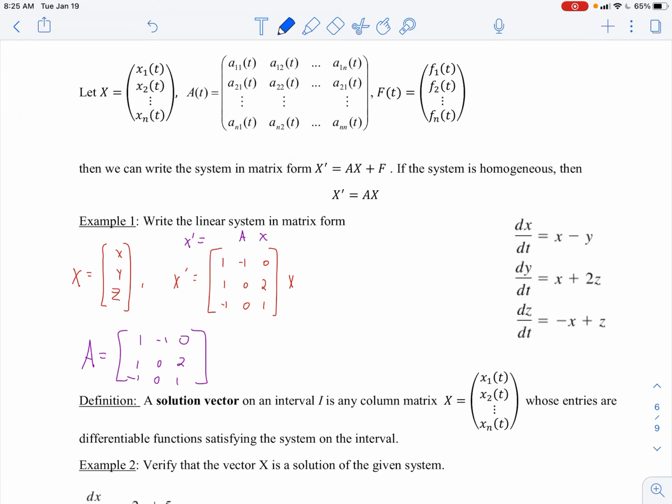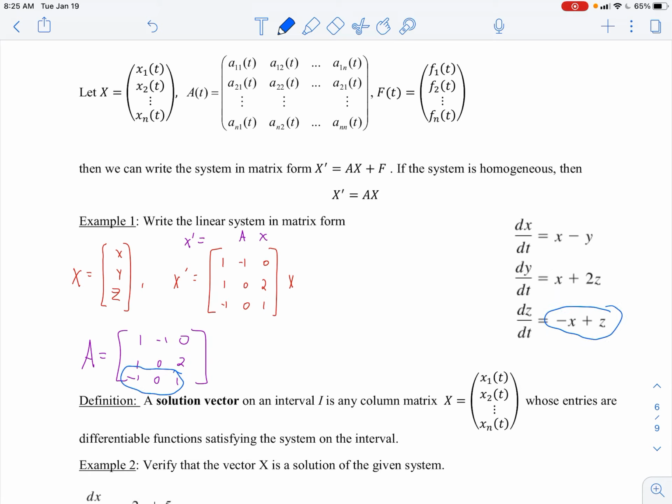And so now let's go ahead and find A. Notice that that first differential equation has 1x minus 1y plus 0z. So it's 1, negative 1, 0. The next one is going to be 1, 0, 2 because we have x plus 2z. There's no y.